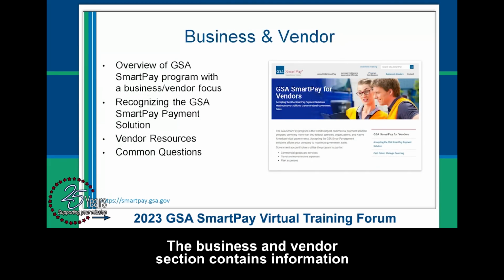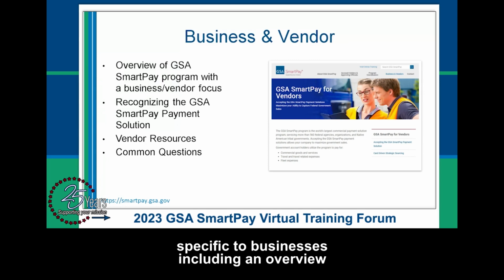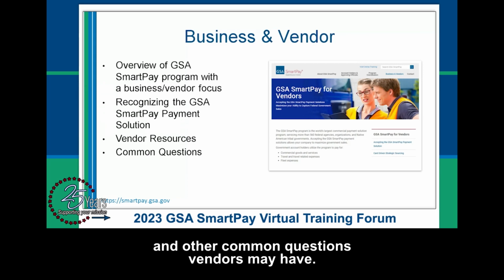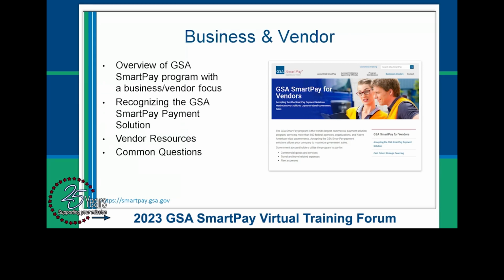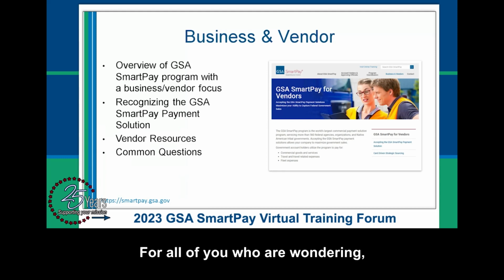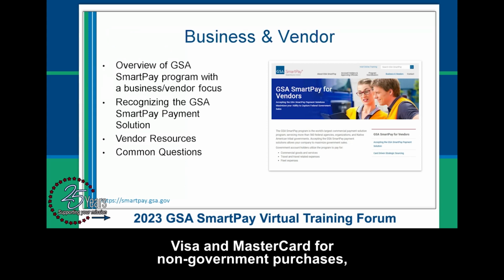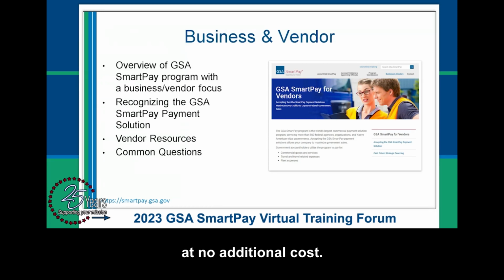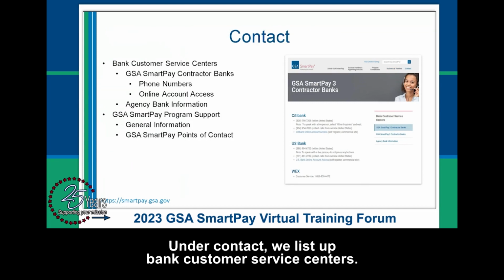The business and vendor section contains information specific to businesses, including an overview of the GSA SmartPay program, recognizing the GSA SmartPay account and tax exemption, vendor resources, and other common questions vendors may have. The most frequently asked questions by vendors are about tax exemption or how much it costs to accept a GSA SmartPay card. For all of you who are wondering, the GSA SmartPay accounts operate just like the commercial market. So if a vendor already accepts Visa and MasterCard for non-government purchases, they can accept GSA SmartPay payment solutions at no additional cost.